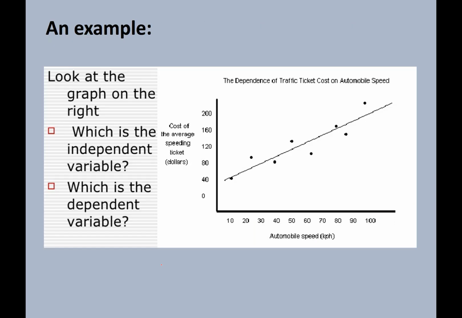So if you look at this graph, which is the dependent variable and which is the independent variable? The independent variable, the thing we're manipulating, is the speed, right? We can make cars drive at different speeds. What we're measuring, the dependent variable, is the cost of a speeding ticket, right? Unfortunately for you, you can't control that, right? Unless you don't speed, okay? So, independent on the bottom, dependent up the sides.